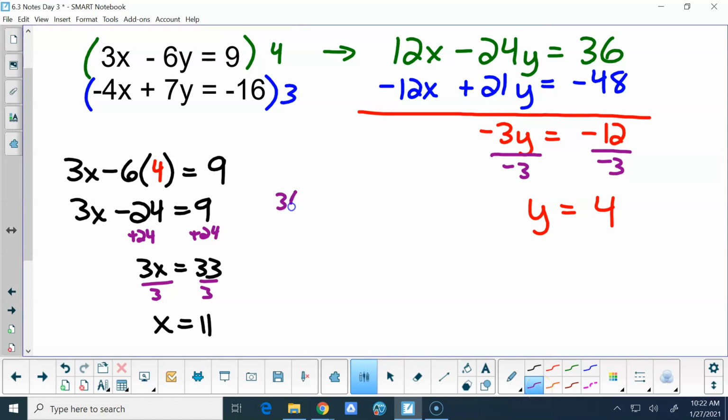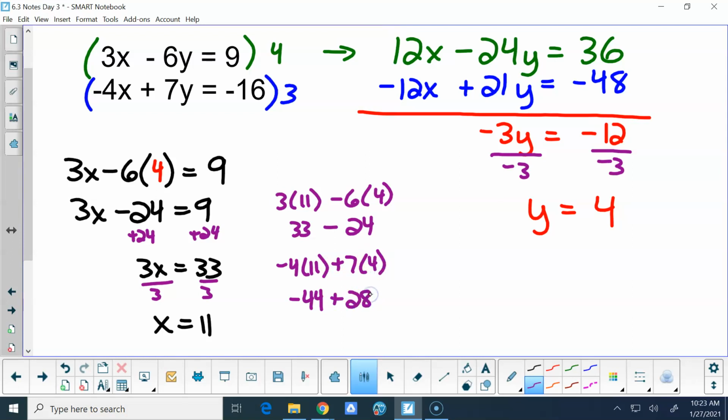3 times 11 is 33. 6 times 4 is 24. 33 minus 24 is 9, and 9 is equal to 9. Negative 4 times 11 is negative 44. 7 times 4 is 28. Negative 44 plus 28 is negative 16, which is what we needed it to be. So my answer here is 11, comma 4.